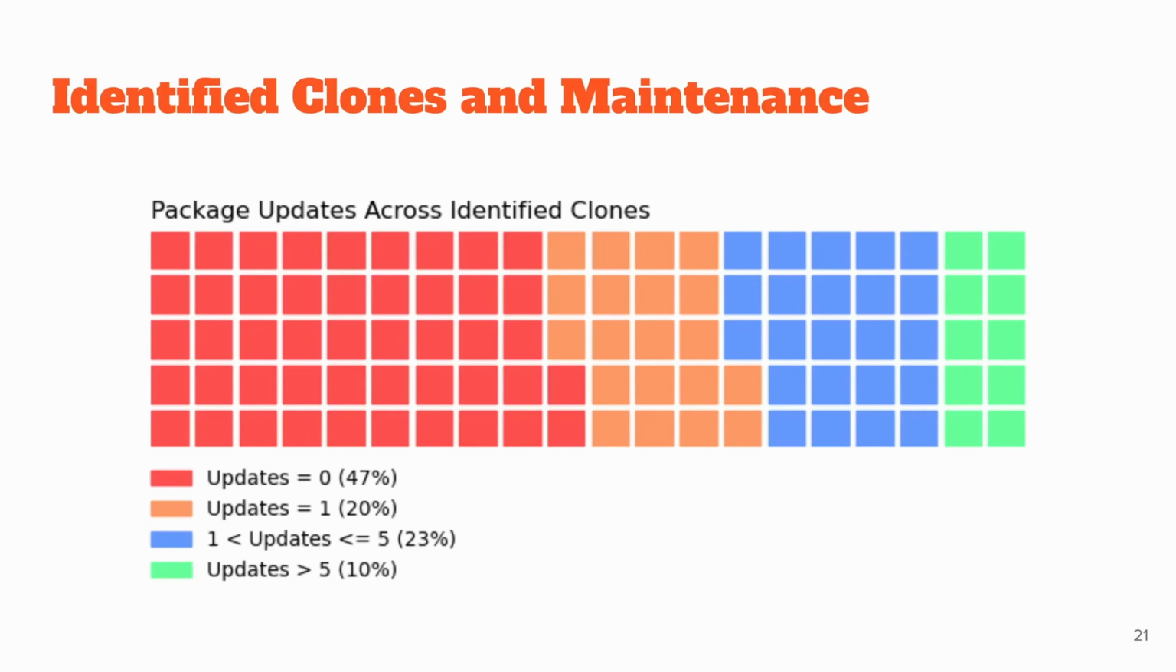Another key finding of this work is that clones are often poorly maintained. They tend to be very rarely updated. This matters because regular package maintenance is needed so that bugs and vulnerabilities are addressed in a timely manner. We find that 47% of identified clones have 0 package updates. Another 20% of identified clones have only received a single package update. Another 23% of identified clones have between 1 and 5 package updates, and only 10% of identified clones have greater than 5 package updates. We believe that this lack of maintenance poses significant problems for the health of the NPM ecosystem.